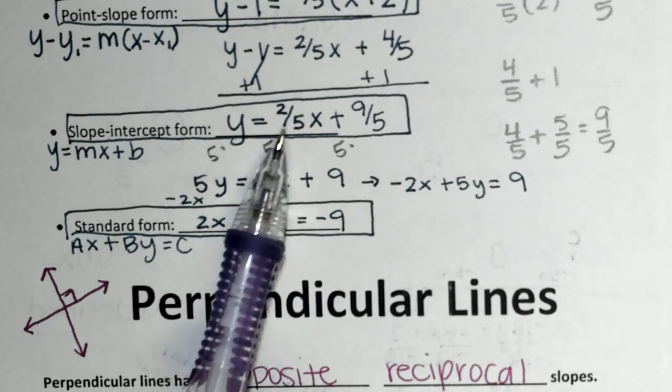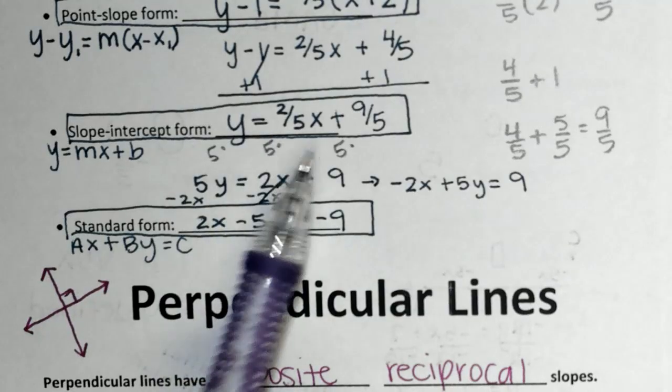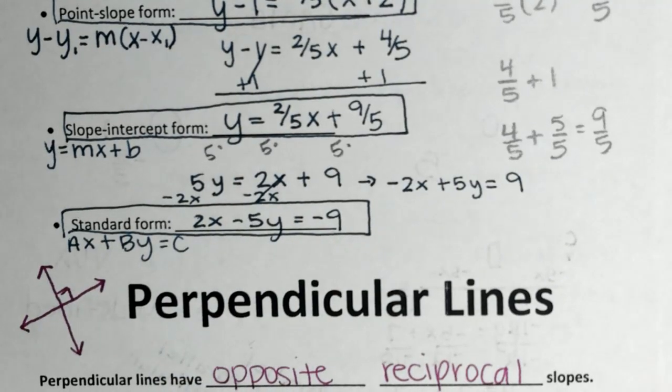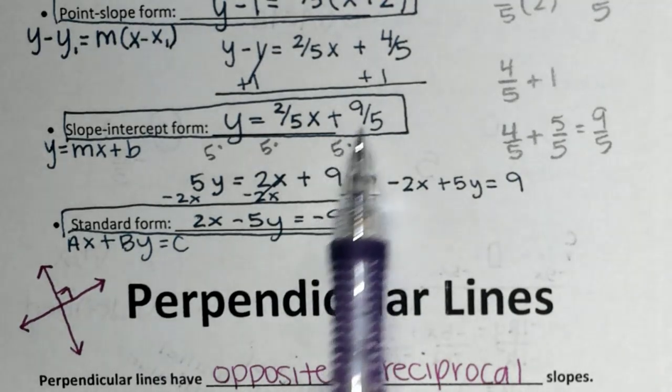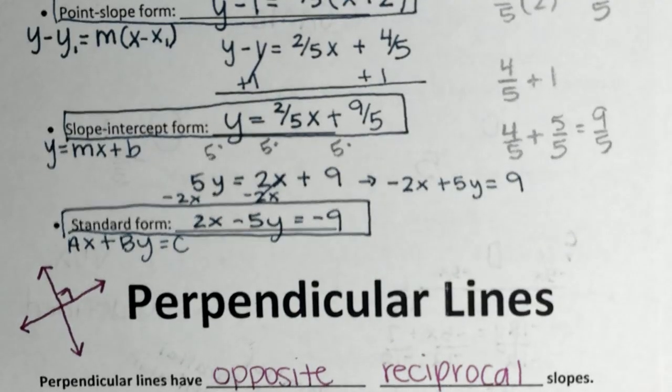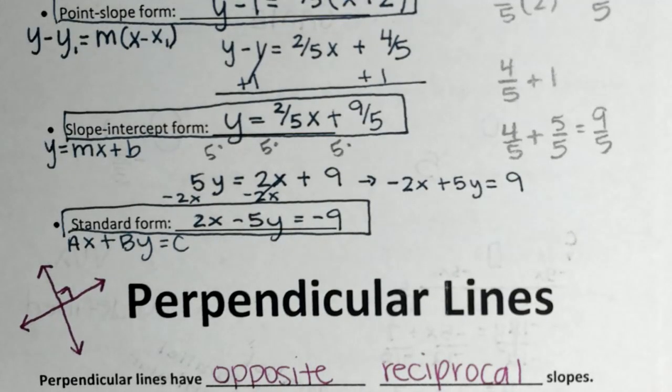2/5 x. The 5's cancel, so I'm left with 2x. Does that make sense? Okay. It was a good question. That's the same reason I got 9. When I multiply by 5, the 5's cancel, so I was left with 9. What else? Somebody else ask a question?